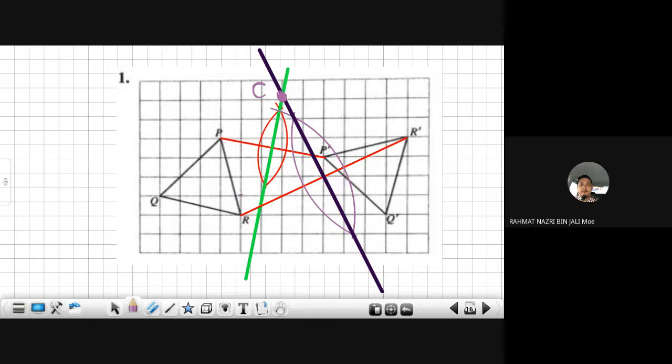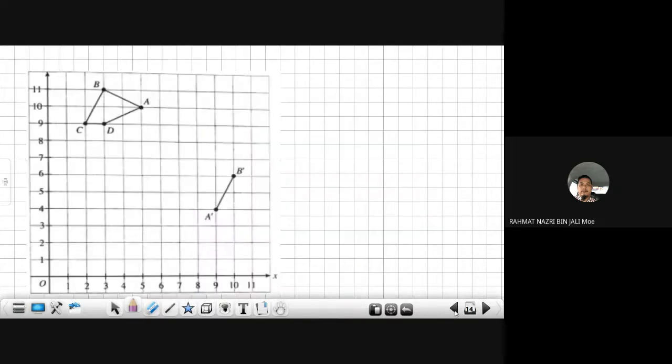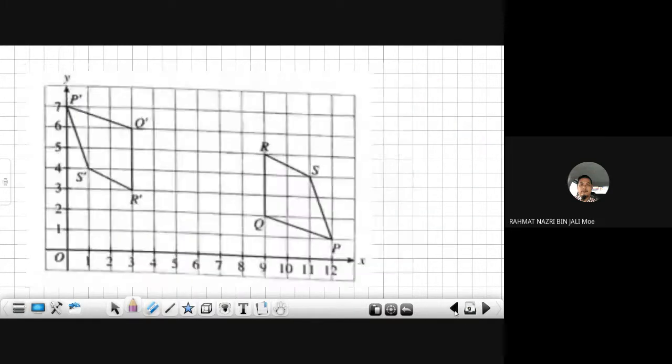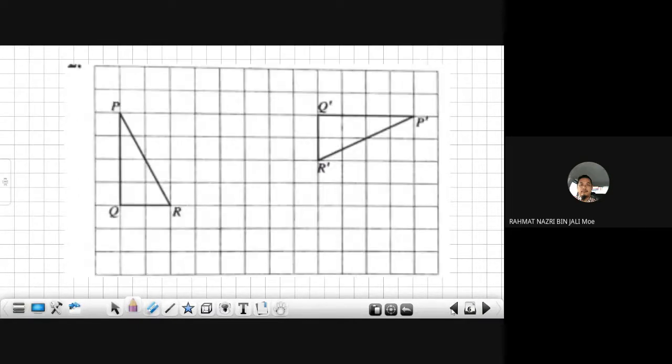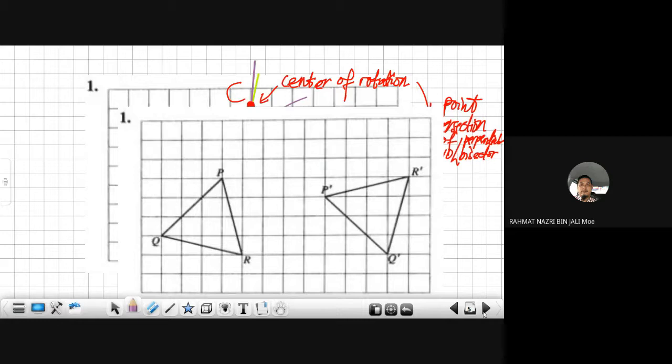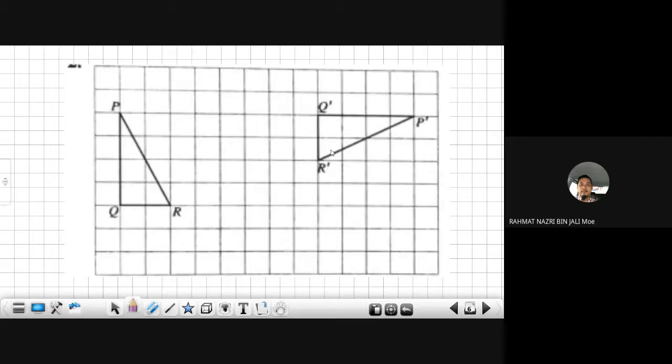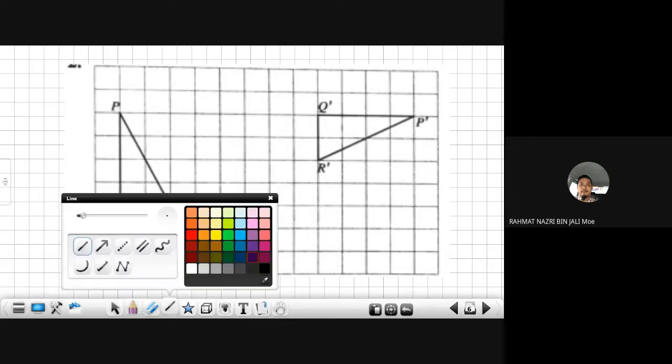Terusnya, soalan seterusnya, soalan nombor 2. Okay, ini nombor 1 dah settle tadi. Okay, nombor 1 dah. Okay, nombor 2. This one. Okay, cara yang sama. Lukis garisan dahulu. Saya gunakan warna merah. Saya kecilkan garisan ini. Saya gunakan dotted lah.